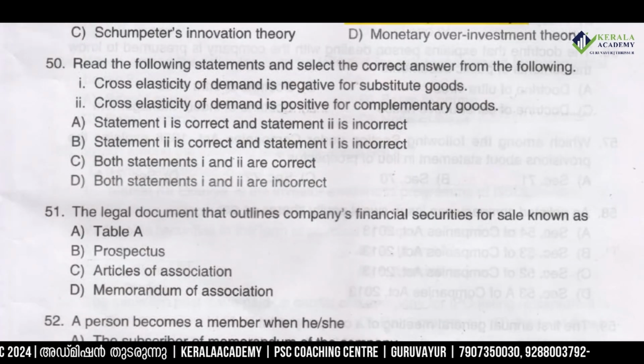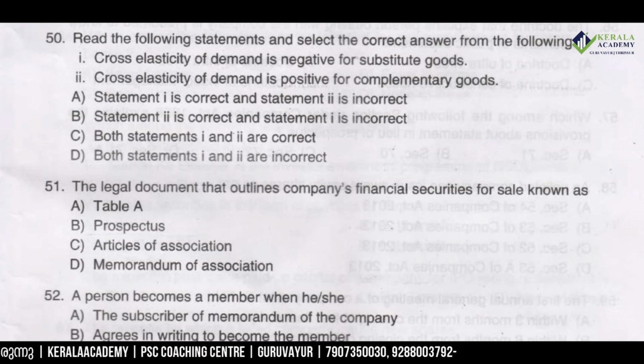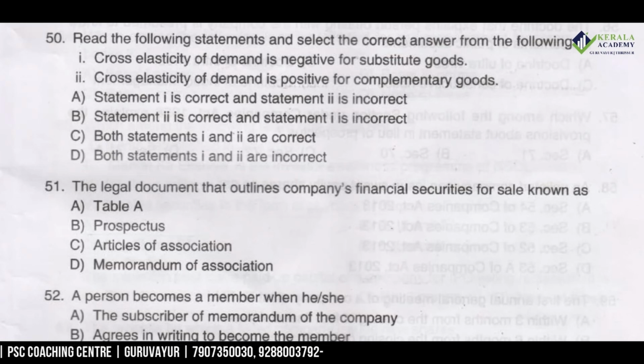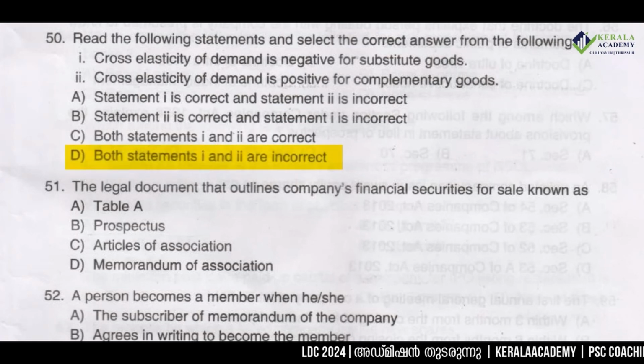Read the following statements and select the correct answer from the following. Cross elasticity of demand is negative for substitute goods. Cross elasticity of demand is positive for complementary goods. Option A, statement 1 is correct and statement 2 is incorrect. Option B, statement 2 is correct and statement 1 is incorrect. Option C, both statements 1 and 2 are correct. Option D, both statements 1 and 2 are incorrect. Correct answer option D, both statements 1 and 2 are incorrect.